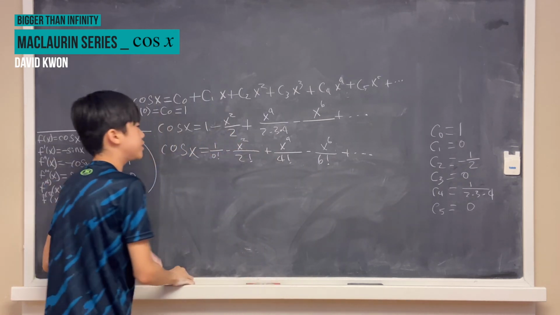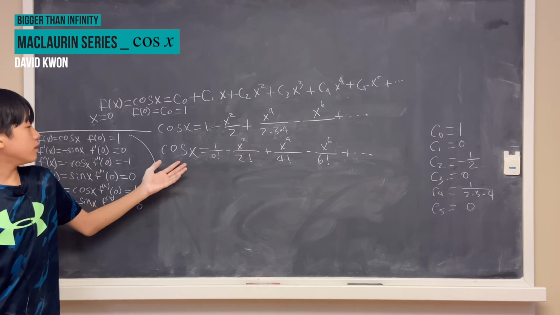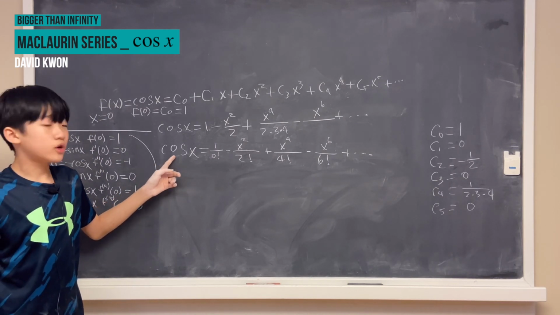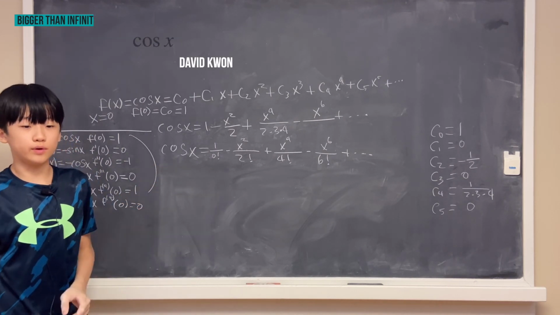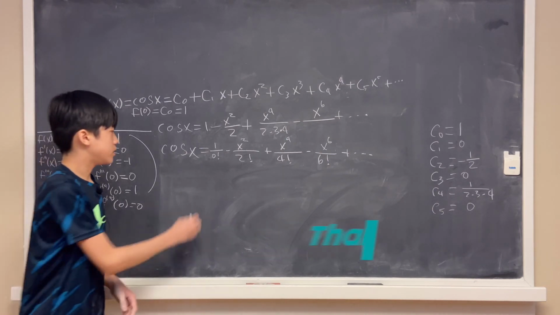So right here, we just found our answer for changing our function cosine x into polynomial form. So we are done right now.